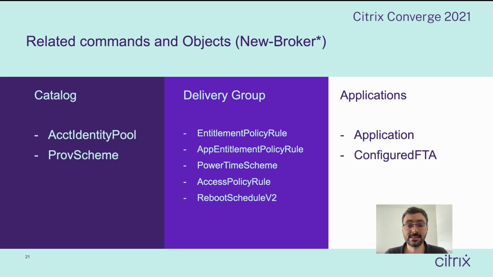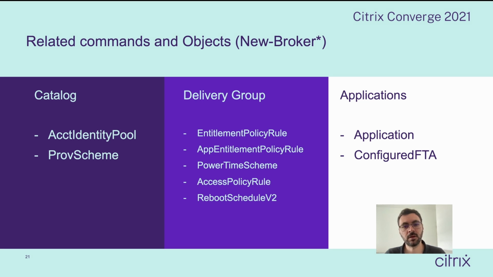To currently create some objects with Citrix, here I'll share the related commands and objects I feel are more relevant than the ones on the SDK. To create a catalog, you need the account identity pool, which is the naming scheme of your VM and where to store the account in Active Directory. The prov scheme, which is the sizing of your VM, CPU, RAM, as well as the snapshot to use as a golden image.